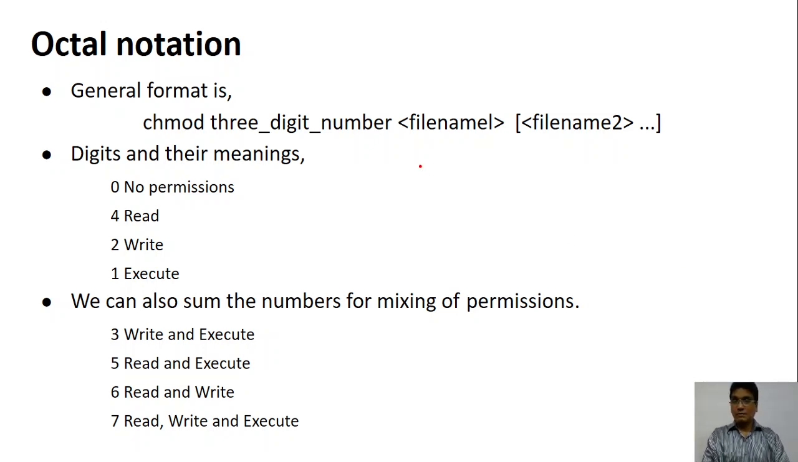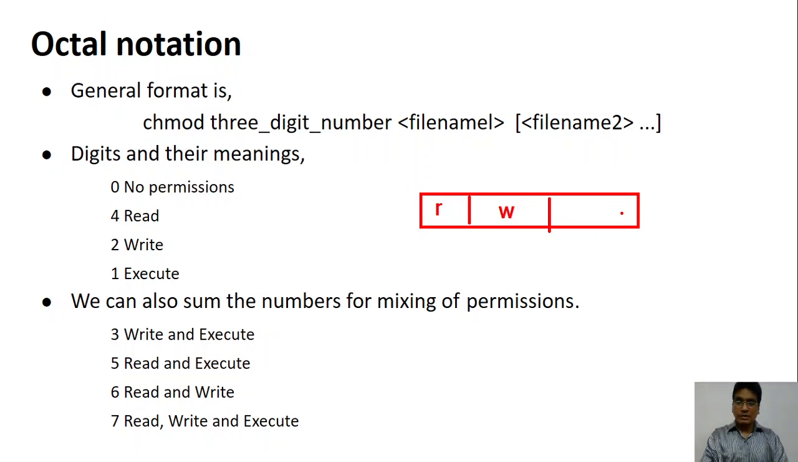I'm going to draw it here and mark that permission. What is the permission you have? Read. What is the other permission you have? Write. What is the other permission? Execute. Octal means 2 to the power 3, so only 3 bits will be there.